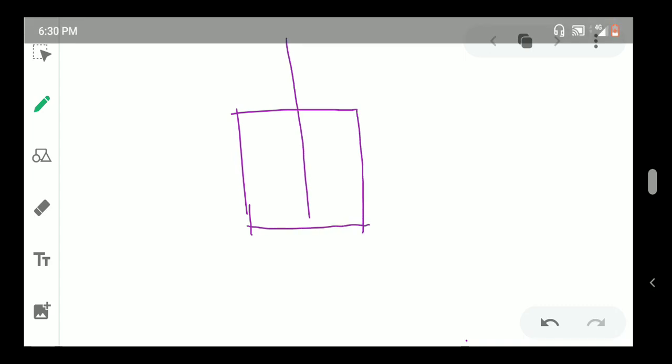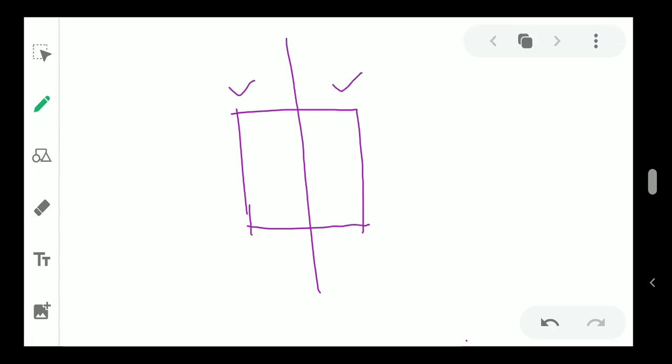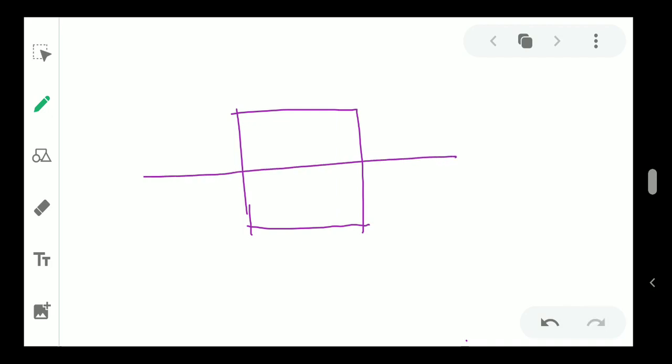But if you put the mirror like this, you will see that this side and this side are not the same, because they are different in shape. Similarly, if you have a square, if you draw a line like this, this side and this side are similar. Even if you draw a line like this, this side and this side are similar. So that means there are two lines of symmetry, one is this one, one is that one.